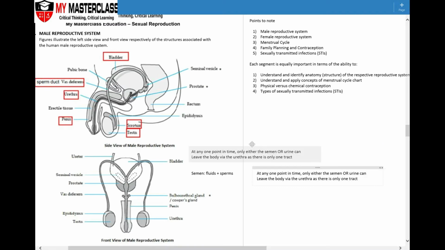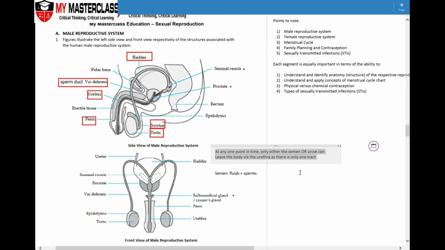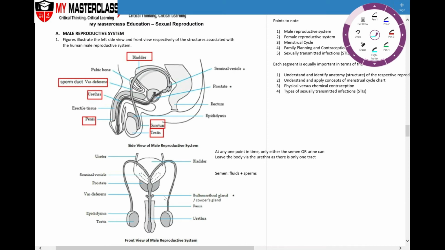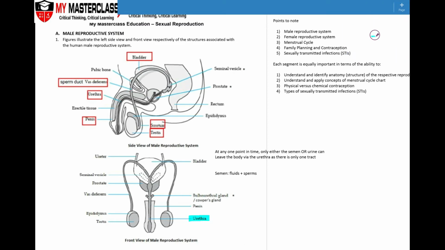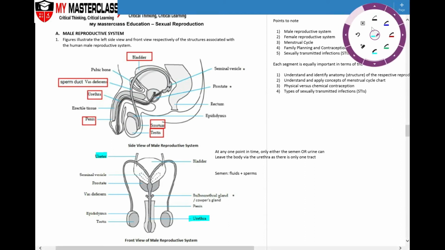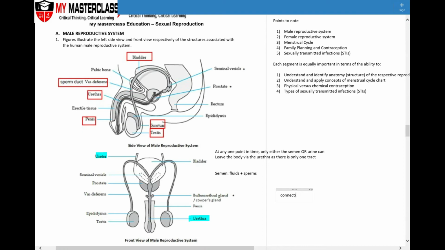Okay, so this is what I mentioned just now. There is only one tract. Do take note of the difference in the spelling between the urethra, which is the one that will remove the semen through ejaculation, or the urine itself, and also the spelling of ureter. What the ureter does is that it actually connects the bladder to the kidneys.